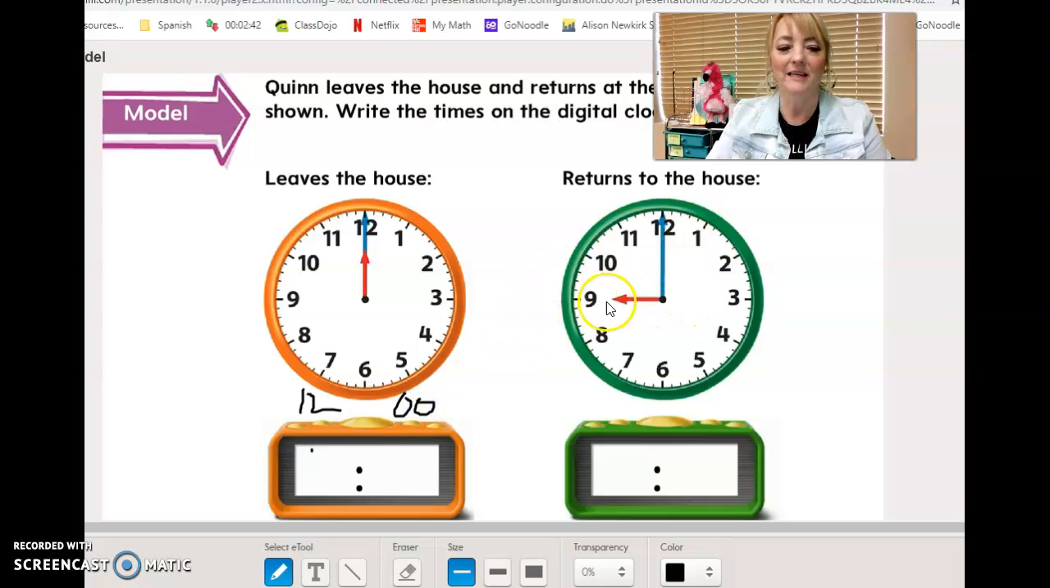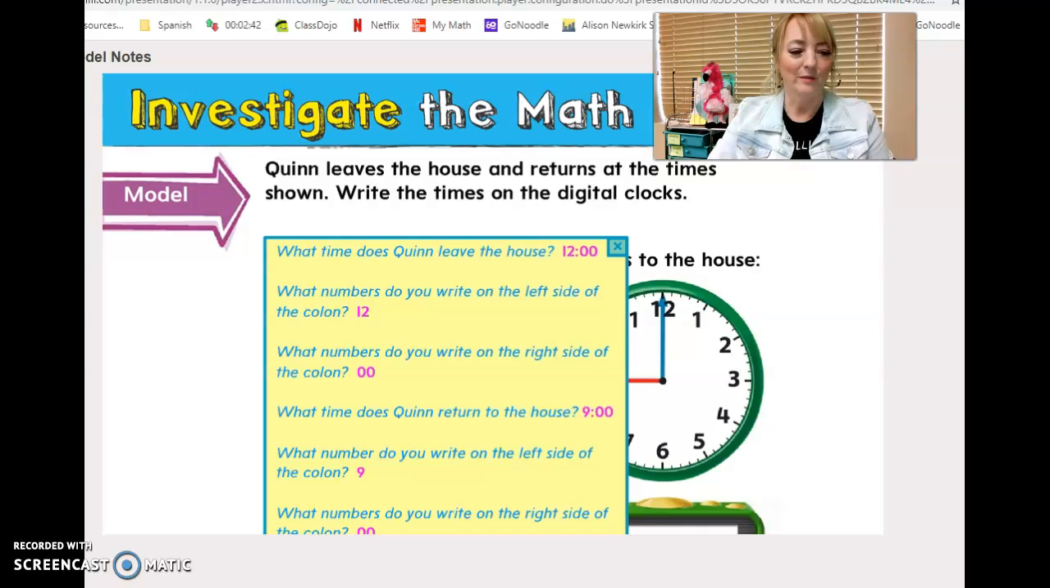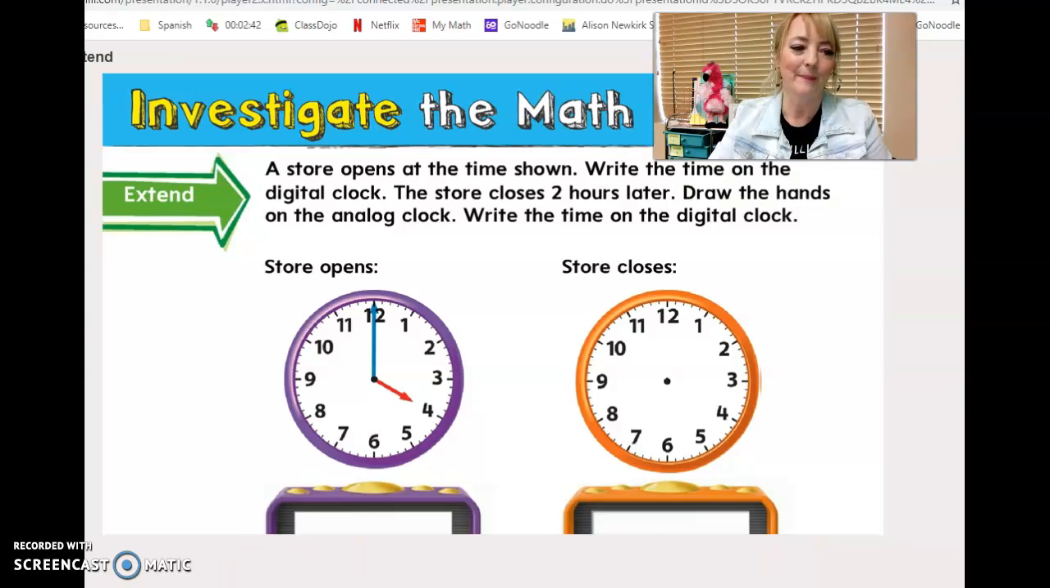And this one we're going to read again the hour hand first, so we would say 9, so we would write it down there, 9, and then o'clock. I can't write the colon. Here's how it should look, one more click. So it should look like that if you were writing it on the digital clock.